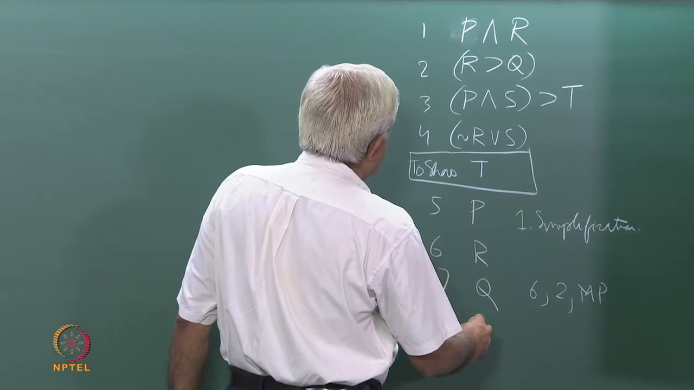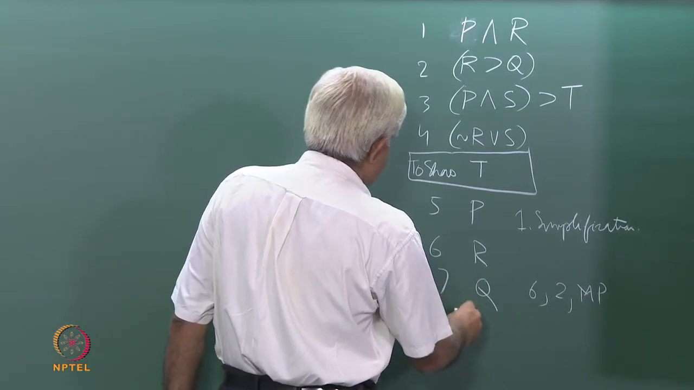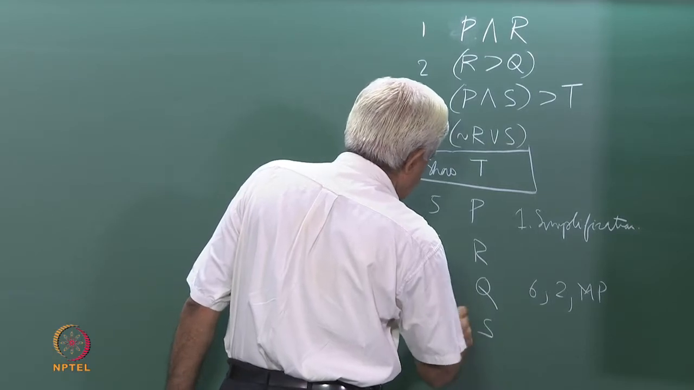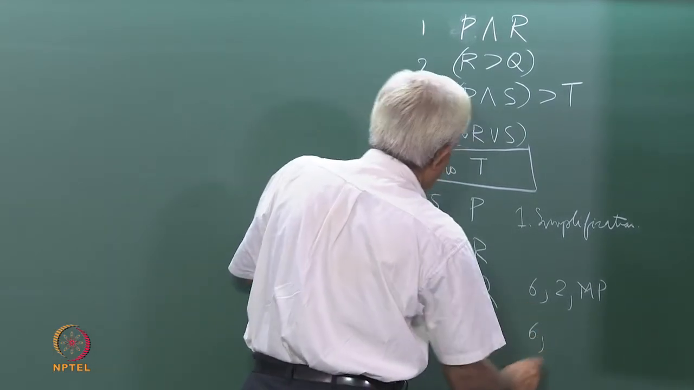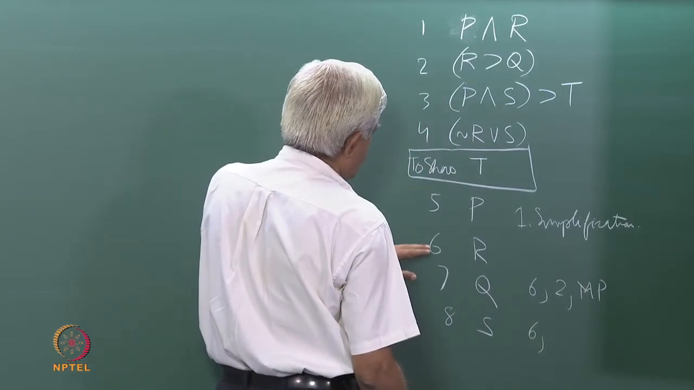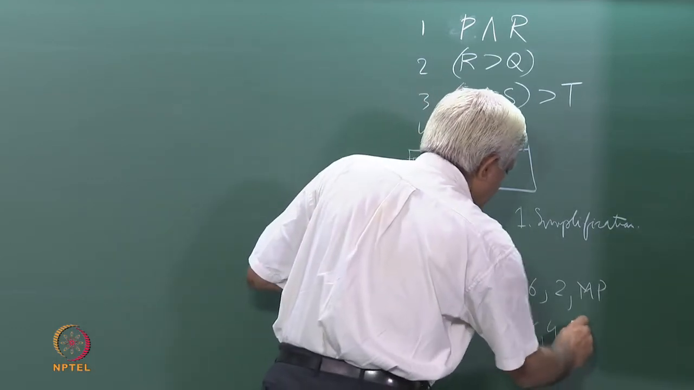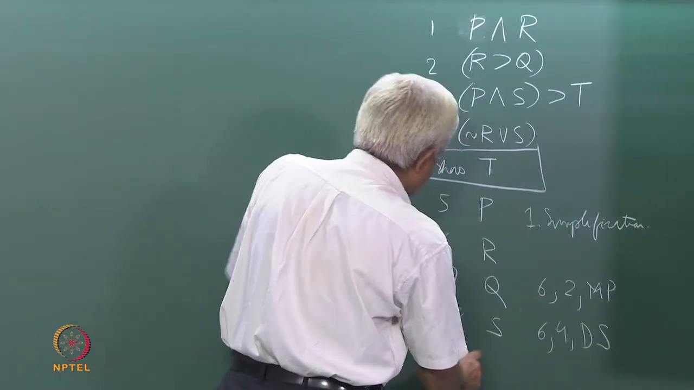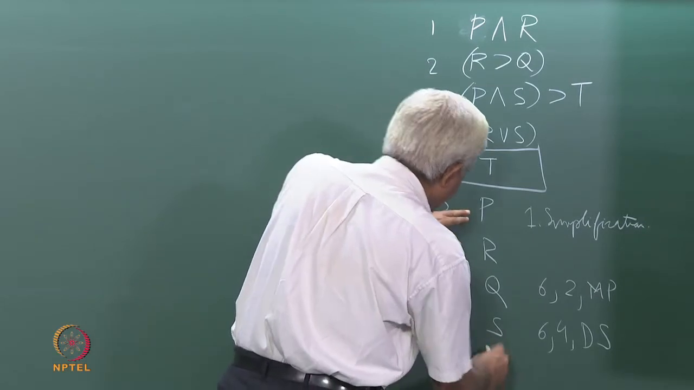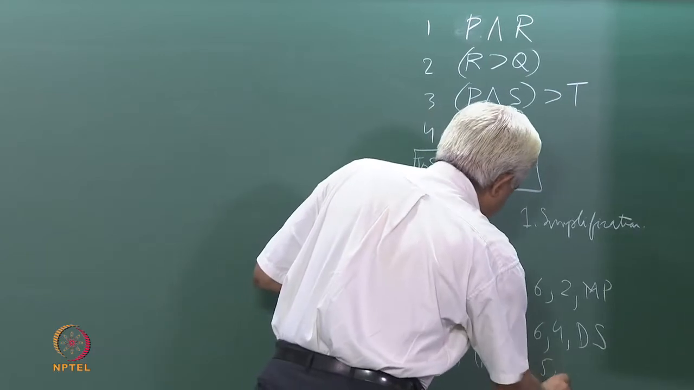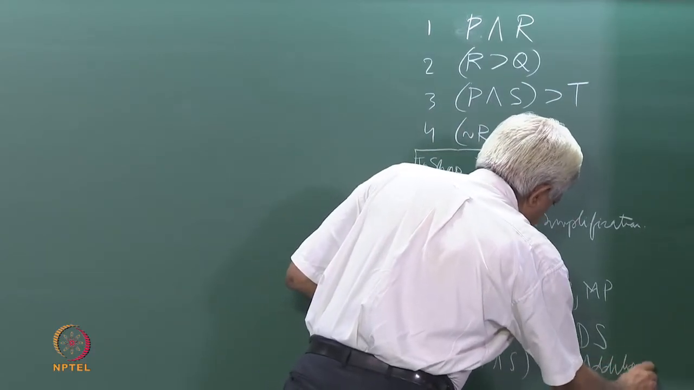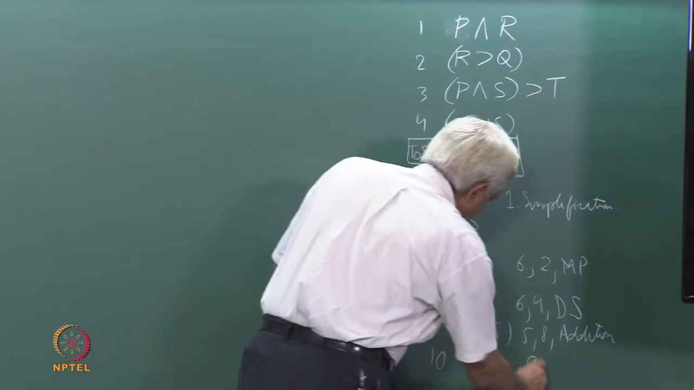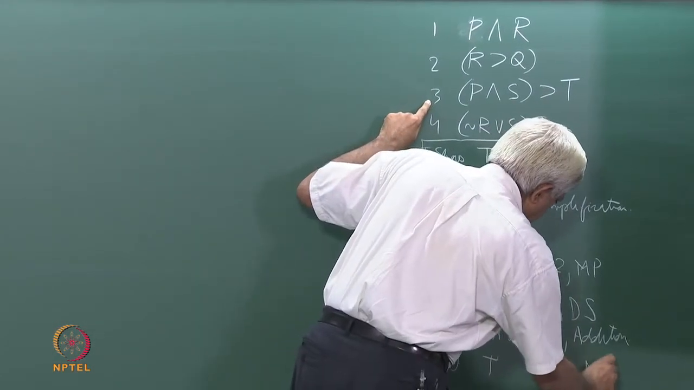Then from R and not R or S we derived S. So, this is from 6 and 4, and there is a rule called disjunctive syllogism. So, I will just use DS there. Then from this we get, from 5 and 8 we get P and S. And then finally, we get T from 9, 3 and modus ponens.